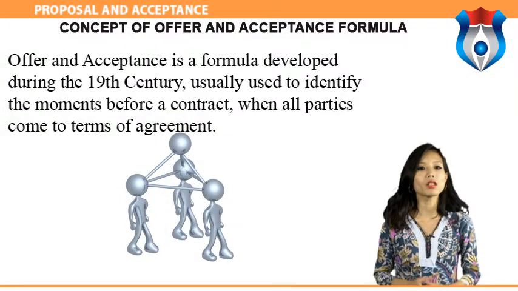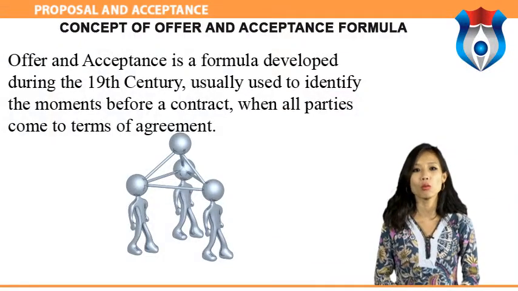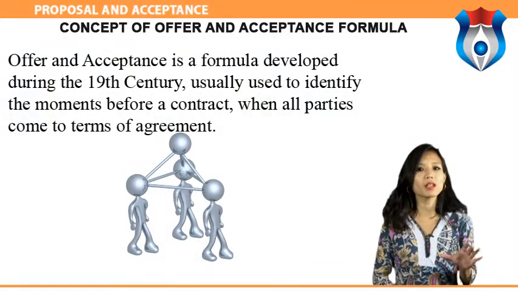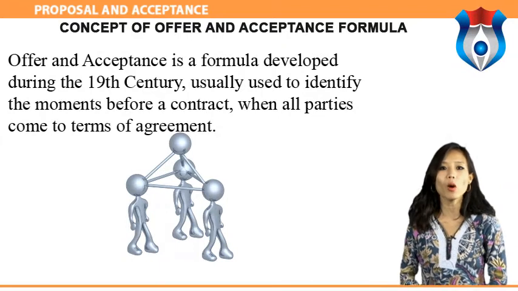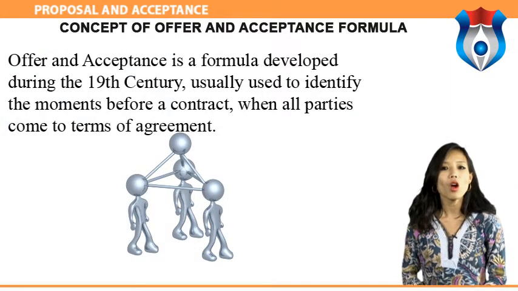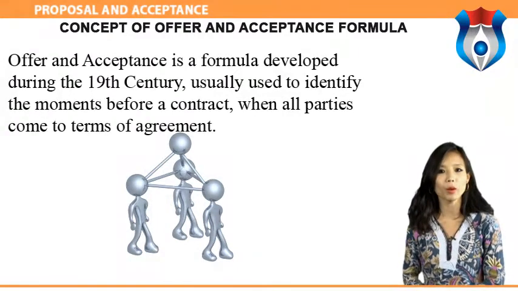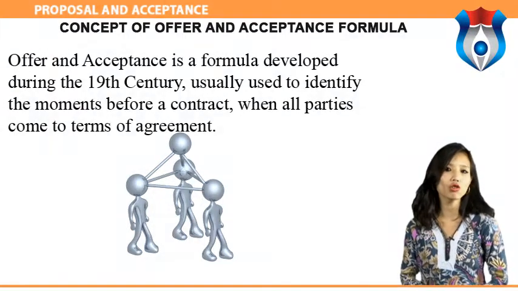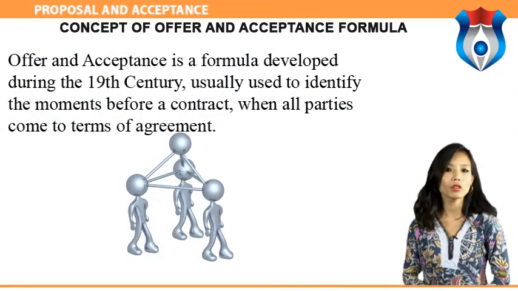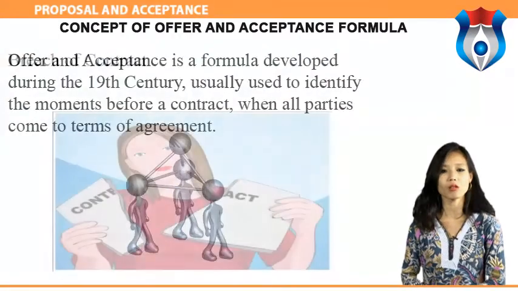Offer and acceptance is a formula developed during the 19th century, usually used to identify the moments before a contract when all parties come to terms of agreement. Terms of offer and acceptance are included in a contract, with the offer being the indication of what a person is willing to put forward. Offer and acceptance agreements are essential anytime a contract is being drawn. It is the one thing that binds parties together as well as defining the condition of service. There are a variety of contracts that exist, and each legal contract contains terms of offer and acceptance.